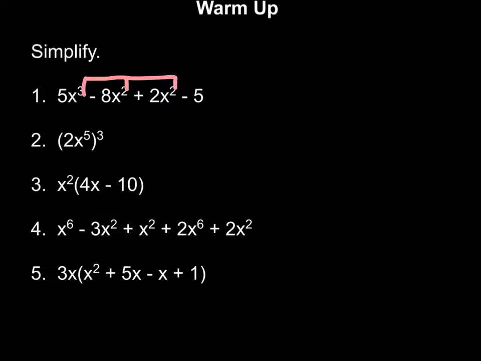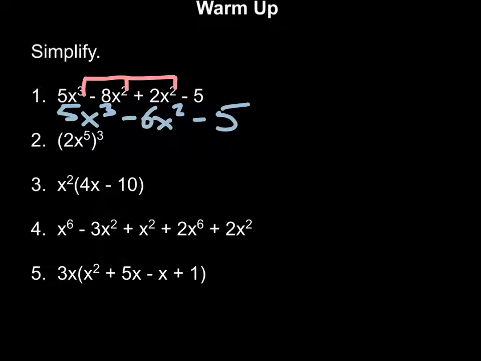So I'm going to be able to add those. Everything else stays the same, so it's still going to be 5x cubed. And then negative 8x squared plus 2x squared. That's negative 8 plus 2, that's a negative 6. So I do minus 6x squared. Then the minus 5, there's no like terms with that one, so it stays the same. So it's going to be a minus 5 at the end, and that's your final answer.